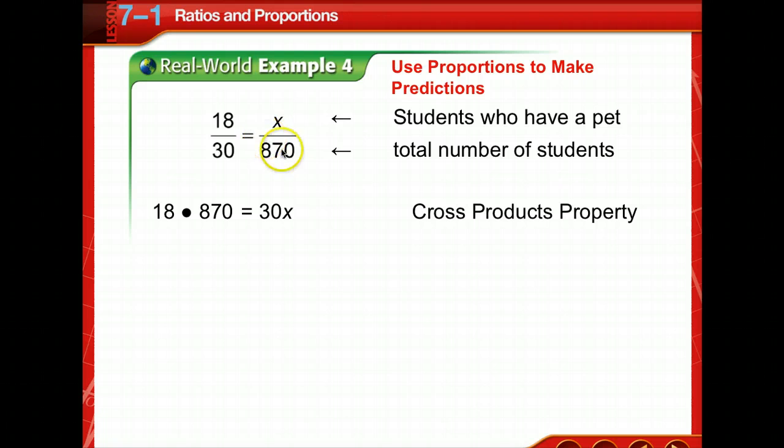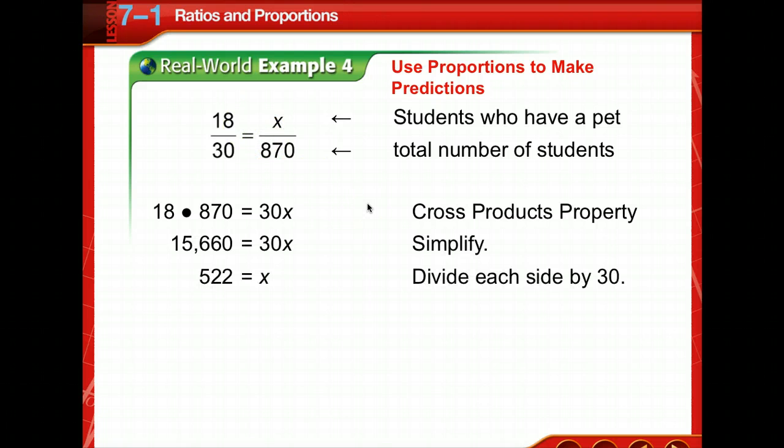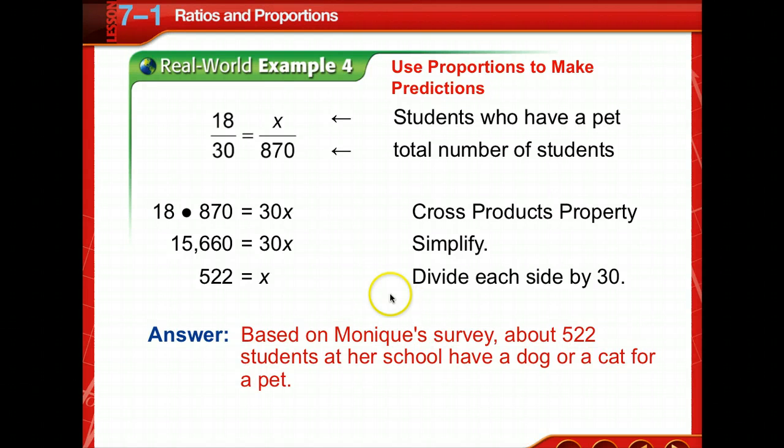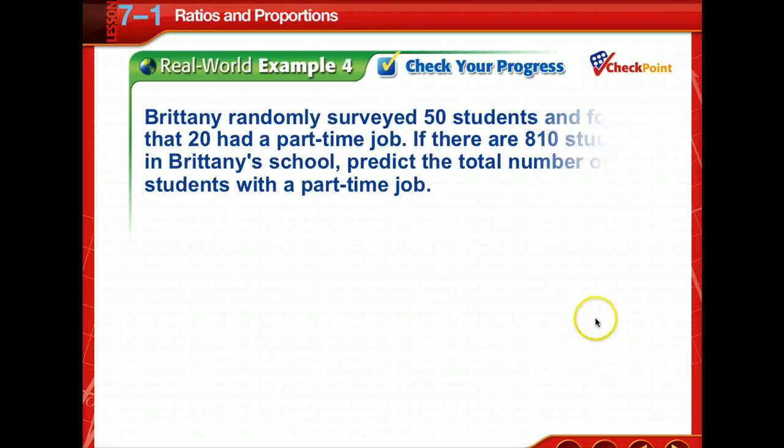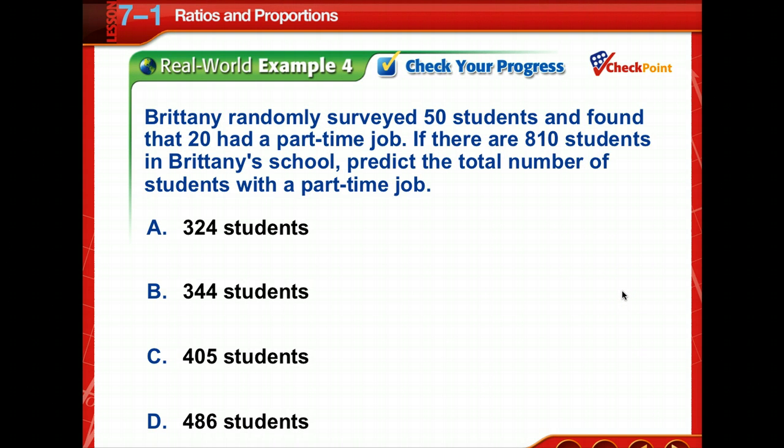30x is equal to 18 times 870. Divide both sides by 30. So based on Monique's survey, about 522 students at her school have a dog or a cat. So we can make a prediction about what the total would be. All right, time to check your progress. So pause for a moment. Remember to set up your proportion and then do the math.